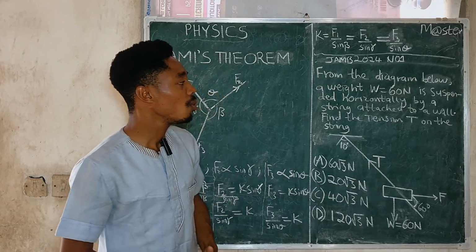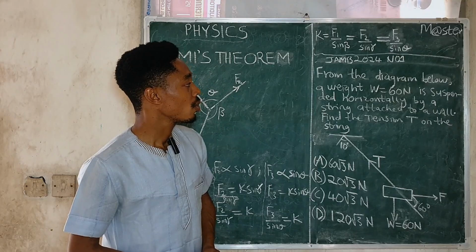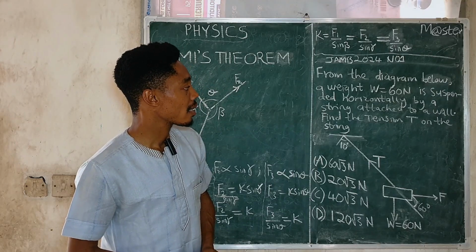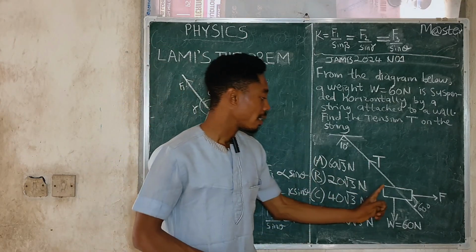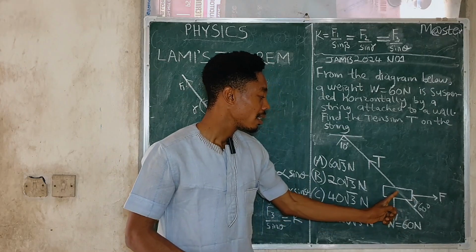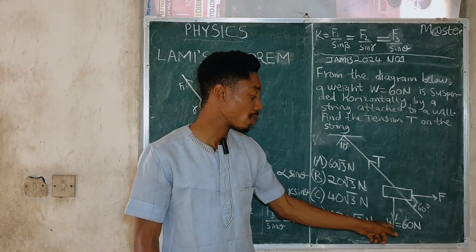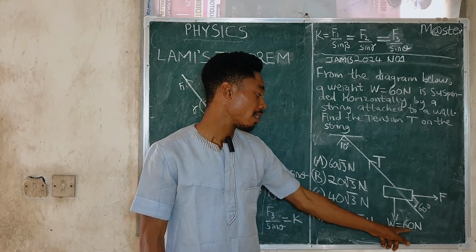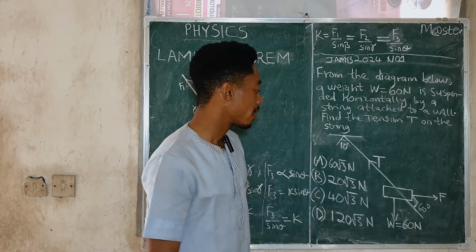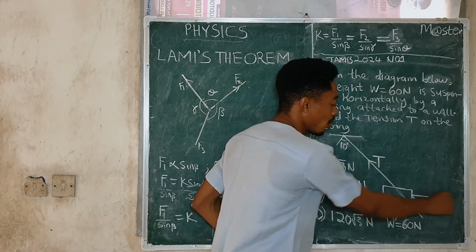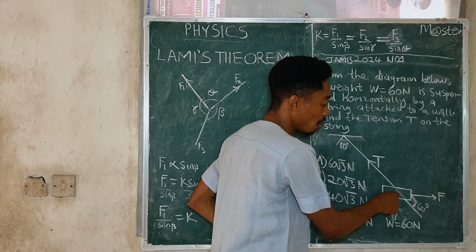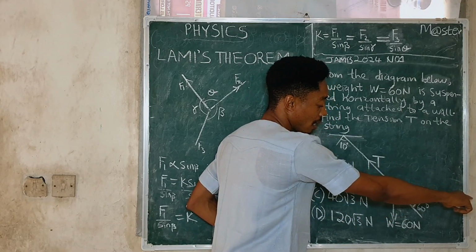Now, if you look at this critically, you will discover that the weight, this looks like a block here, according to gravity, is going to be acting downwards, and the weight is 60 Newton. And there is a horizontal force acting on that same block in the horizontal direction.